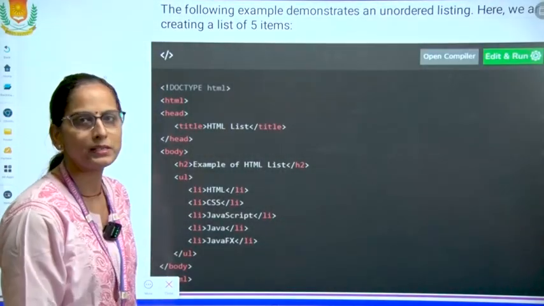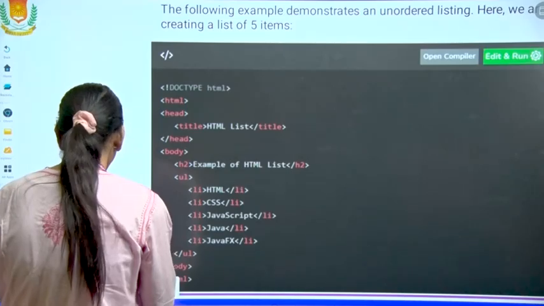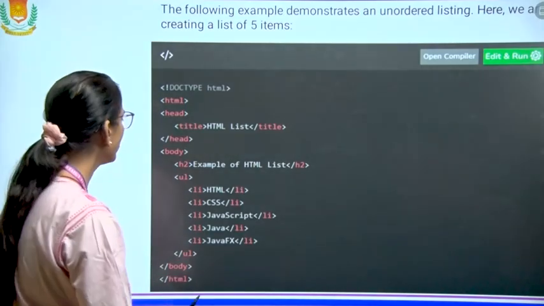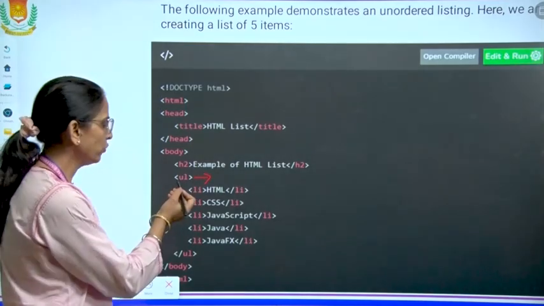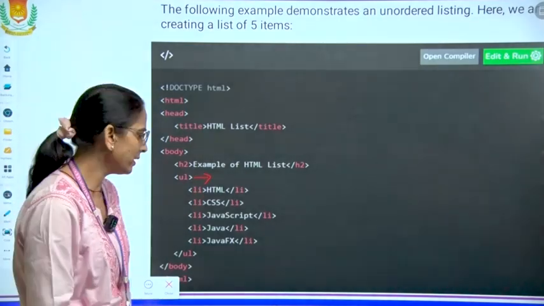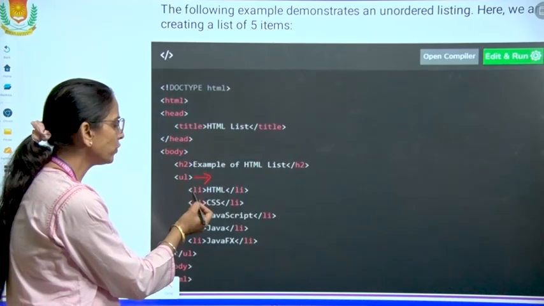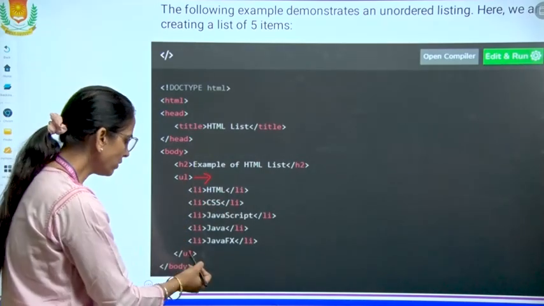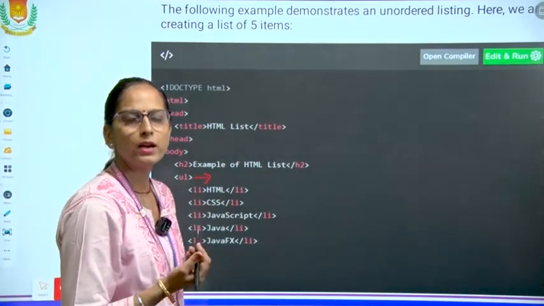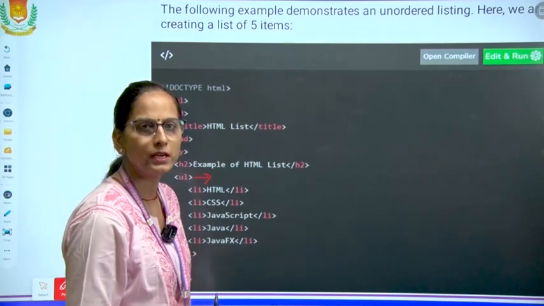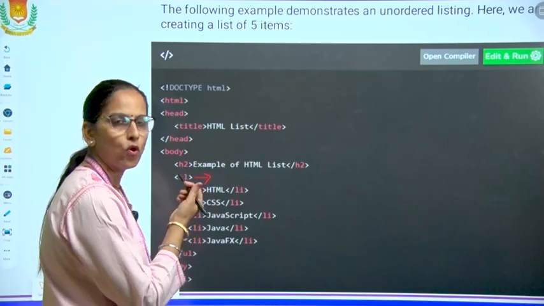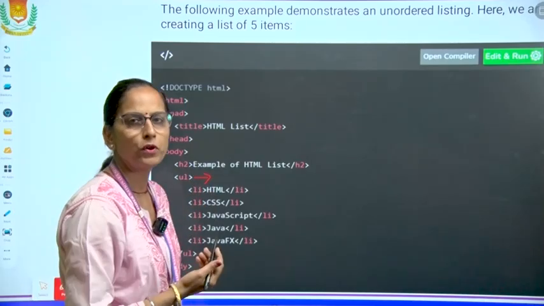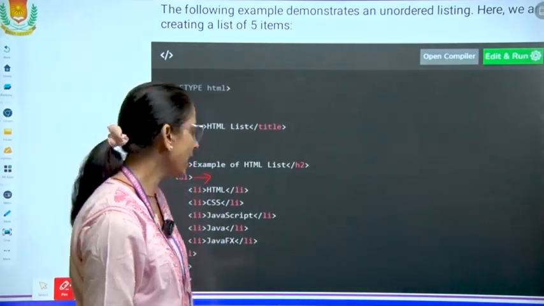Now here is the example of the first list. How can you write the code for this? It will start with the UL tag. UL stands for unordered list. The list item tags are also container elements. They are container elements which must have the opening tag and the corresponding closing tag also.